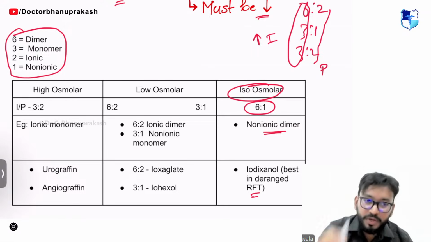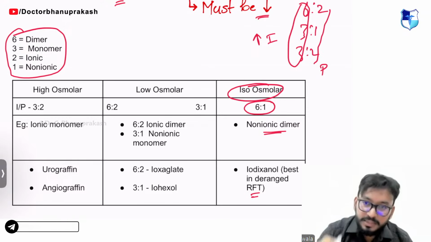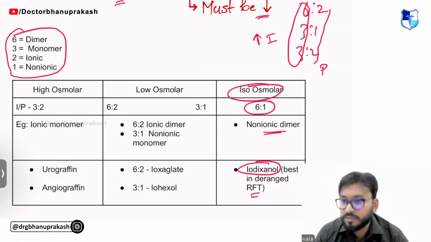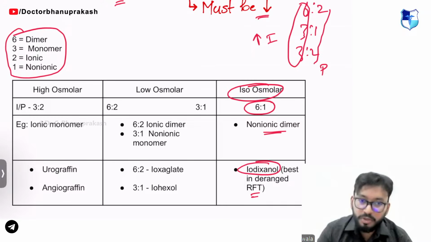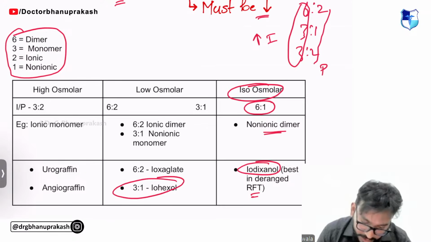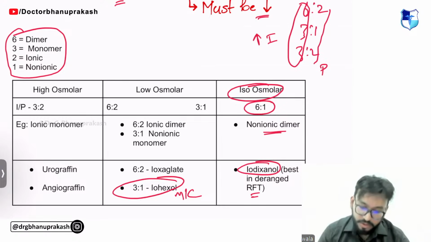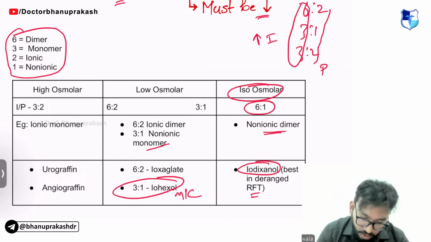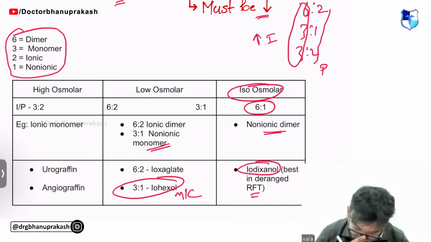But the point to take home from here is the best contrast, especially if deranged RFT is there, is iodixanol. It is an isoosmolar contrast, 6:1. And the most commonly used one is iohexol. Iohexol is the most commonly used contrast. It is a non-ionic monomer.